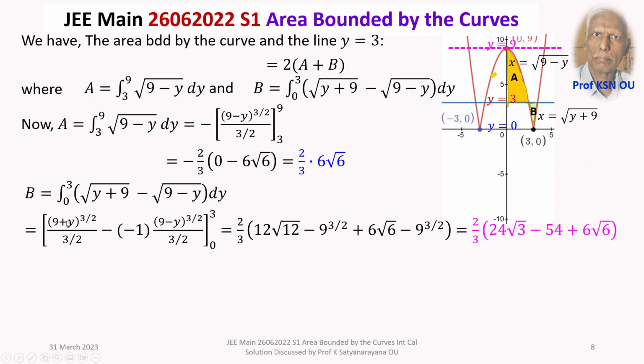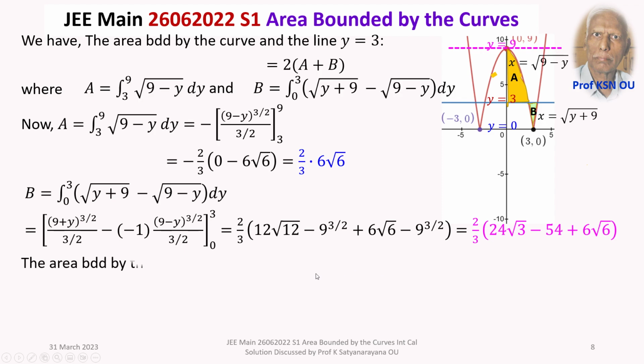So for the upper limit, 9 plus y, 9 plus 3, 12, 12 to the power of 3 by 2 is 12 root 12, minus for the lower limit, 9 plus 0, that is 9 to the power of 3 by 2. Agreed. Minus into minus is plus. For the upper limit, 9 minus 3, 6, 6 root 6. For the lower limit, minus 9 minus 0, that is 9 to the power of 3 by 2, which is 27. Minus 27, minus 27, minus 54 we have written here. Plus 6 root 6. Now this 12 root 12 we have written, this is the square root of 12, 2 root 3 multiplied by 12, that is 24 root 3. 2 by 3 is common throughout.